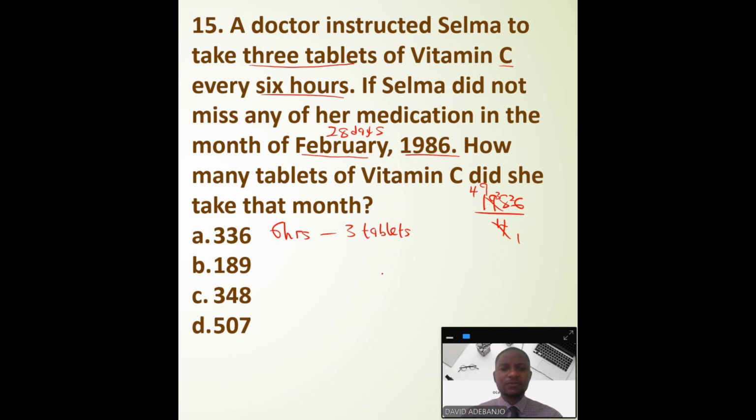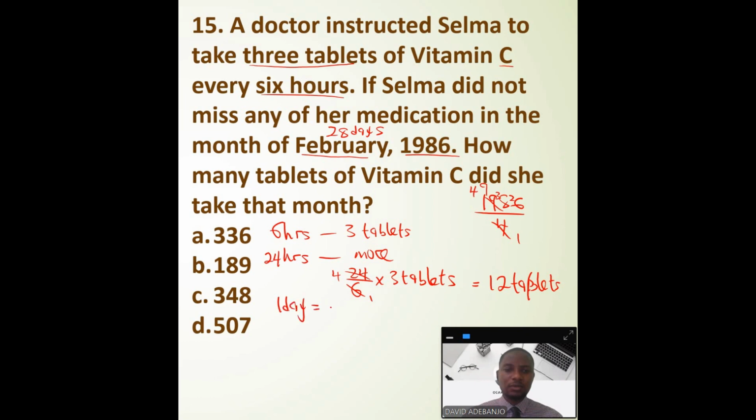So first of all, you have to find what she will take in a day. And since we know a day has 24 hours, in 24 hours, you would have taken more tablets, which is 24 over 6 times what? 3 tablets. And when you do the needful, 6 into 24, you will have 4 times 3, that's 12 tablets. That's in a day. So now, since I know 1 day equals 12 tablets, then in 28 days, to be more, the more is 28 times 12.